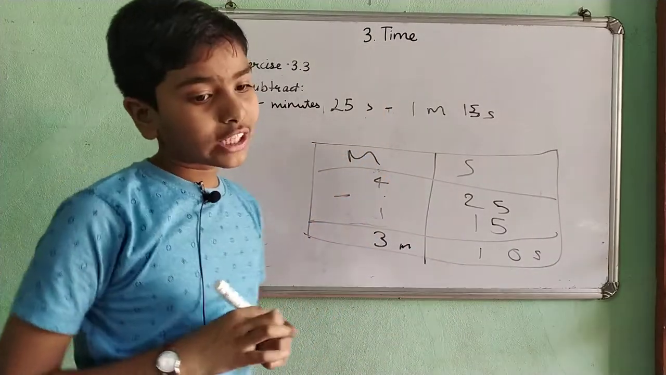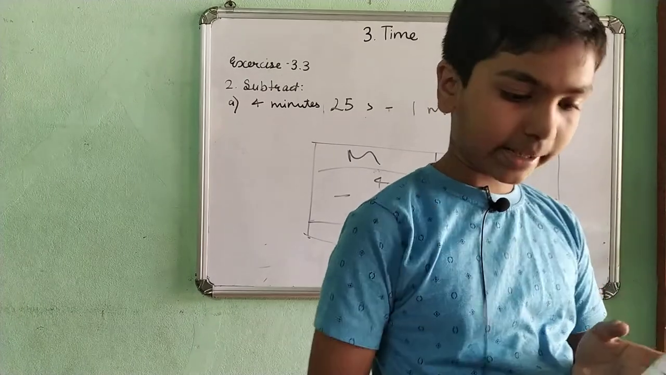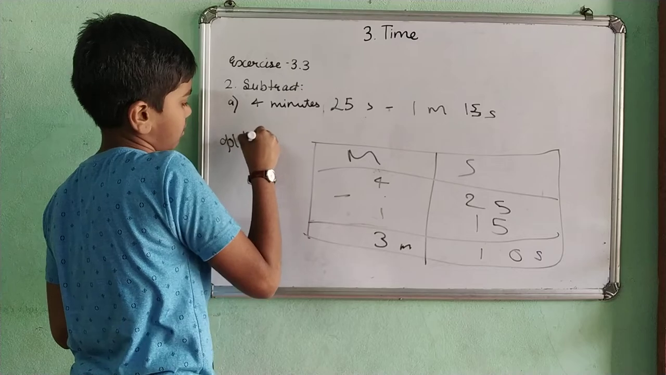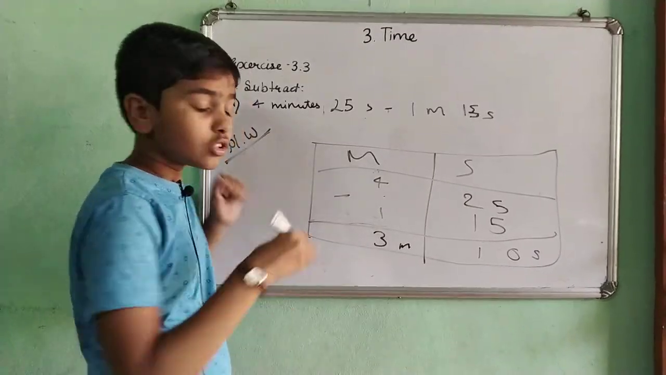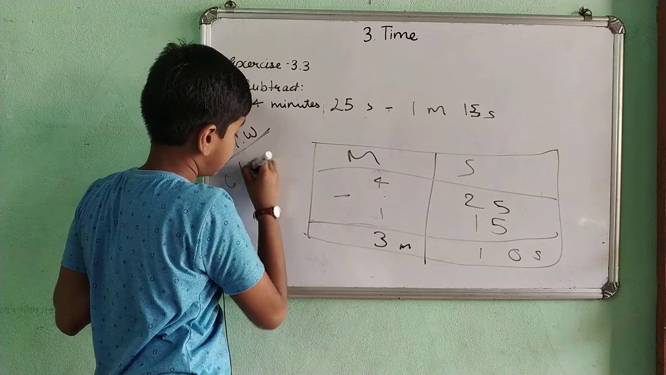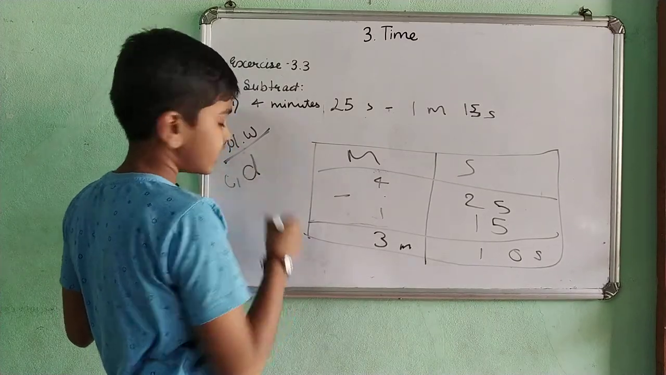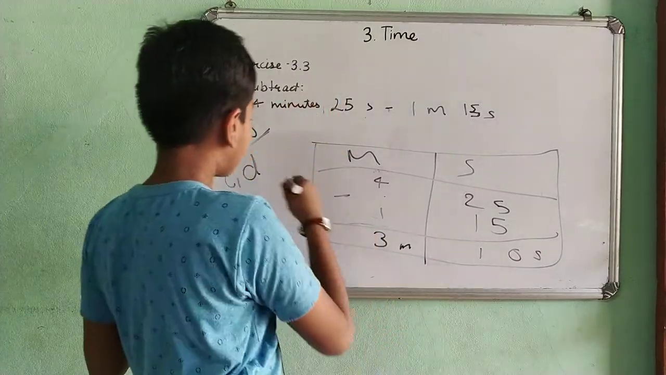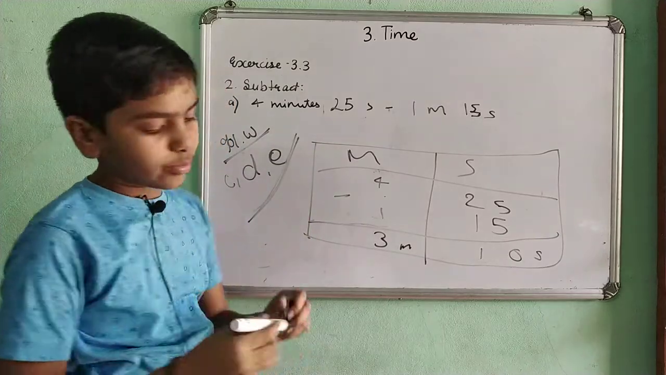Okay, your homework is B, C, D. Now I will do B for now. You have to do C, D, and E, and I will explain you F. Got it? Do it.